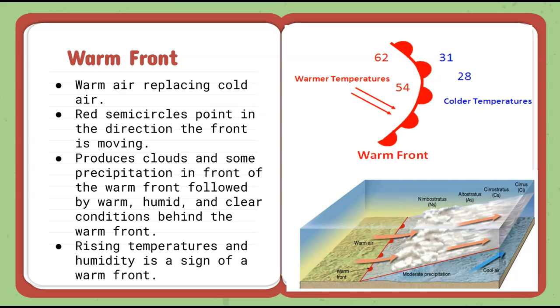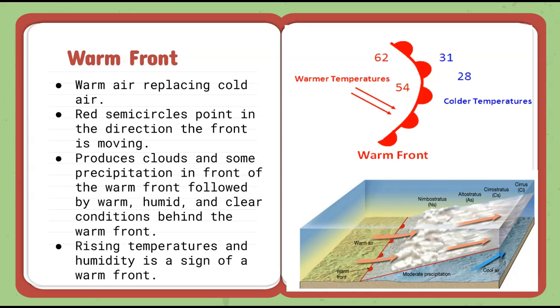Now, the warm front is when warm air replaces cold air. And it's almost the complete opposite in the way it functions. It is represented by red semicircles, and again, they point in the direction the warm front is moving. Warm fronts produce clouds and some precipitation in front of the warm front, and after the warm front has passed, it is followed by warm, humid, and clear conditions.